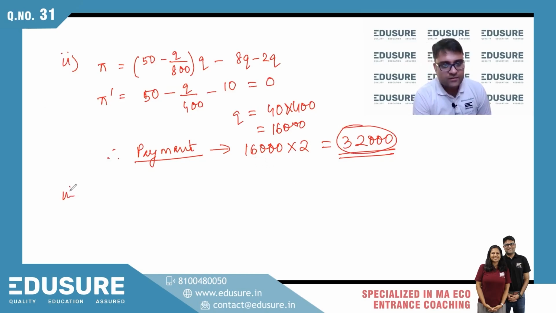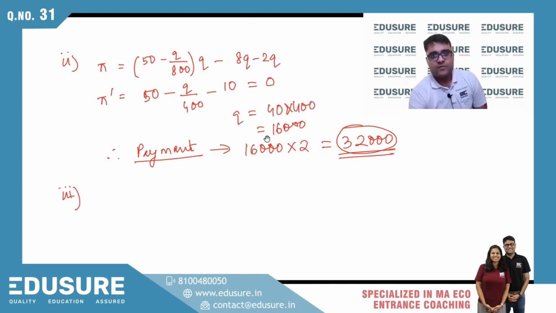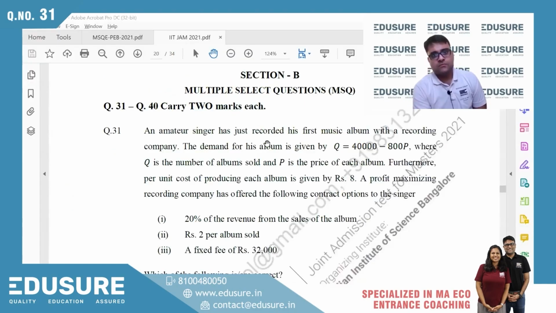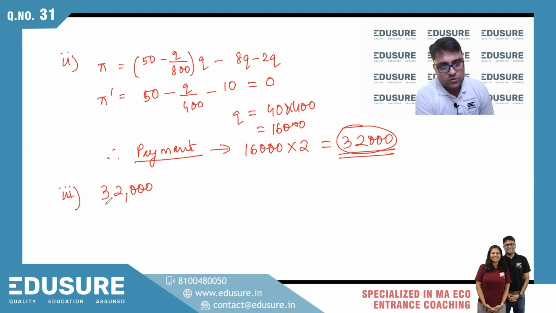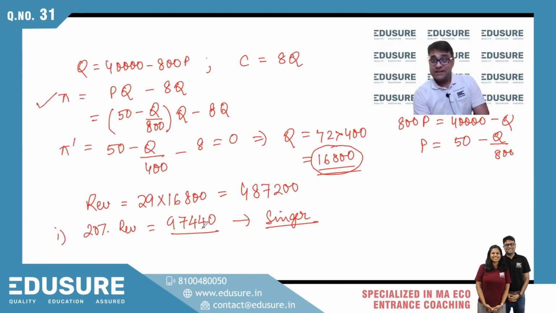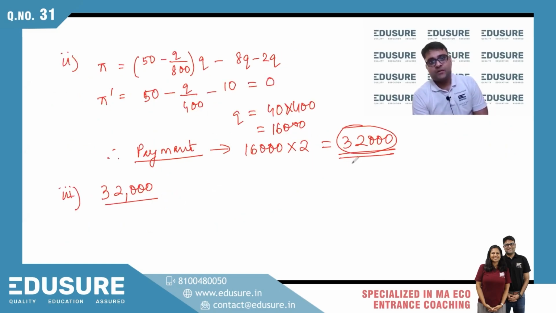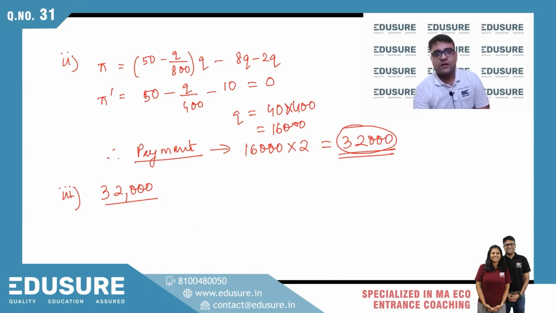Third case is the fixed contract payment of 32,000. Okay. तो फर्स्ट केस में 97,440 to the singer. Next two cases में 32,000, 32,000. तो कौन सा कॉन्ट्रैक्ट इज बेटर?